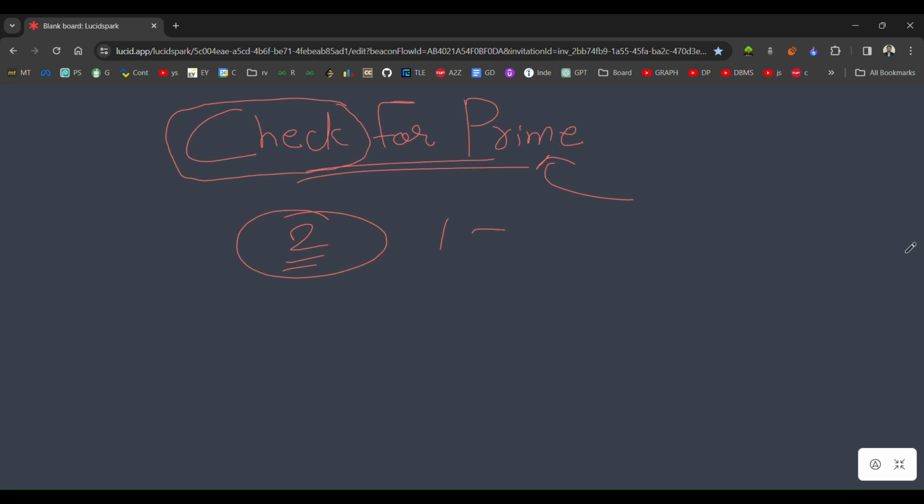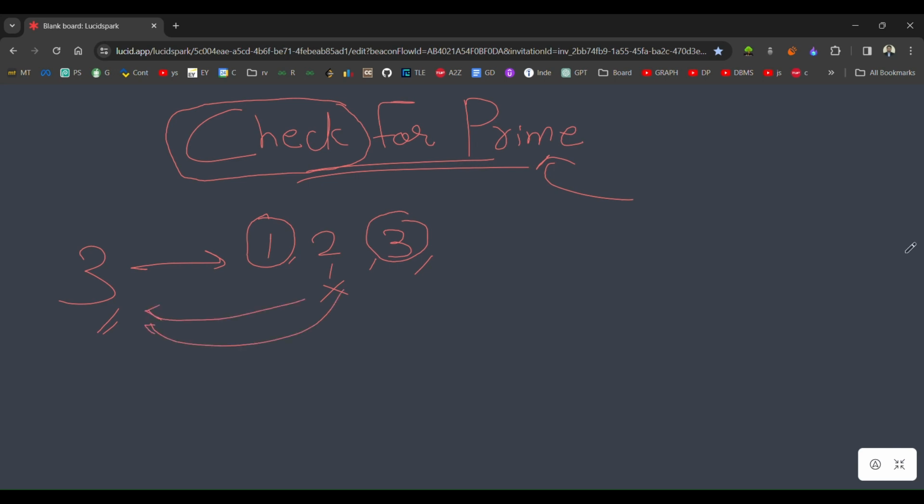One and the number itself. For example, let's say 3. How many factors are there for 3? 1 is a factor of 3. Can 2 be a factor of 3? No, because 2 cannot divide 3 completely, right? Can 3 be a factor of 3? Yes. So 1 and 3, these two are the factors of 3. So what a prime number says is that it has only two factors, 1 and the number itself. Hence 3 is a prime number.